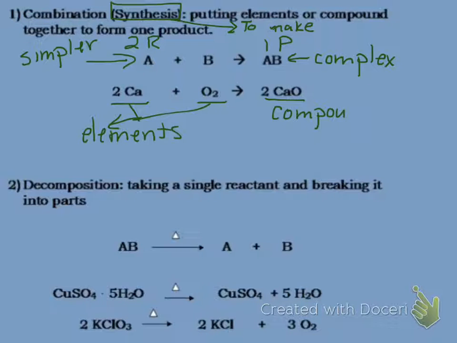There are examples of synthesis reactions where you have an element bonding to a compound or 2 compounds bonding together to create a more complex compound. But big picture, if what you start with is simpler and you have 2 of them and they bond to create 1 more complex product, you have a synthesis reaction because you've made this more complex product.